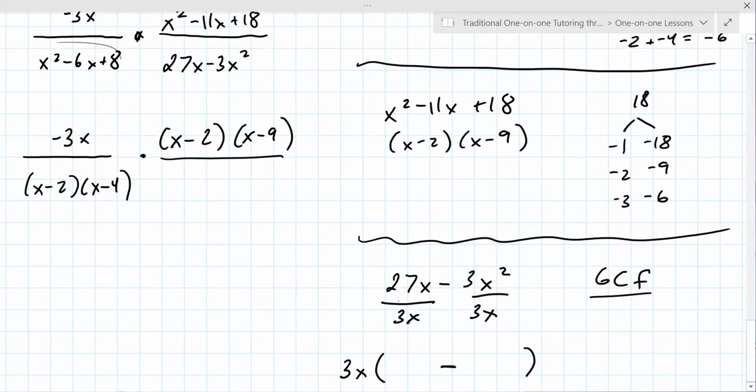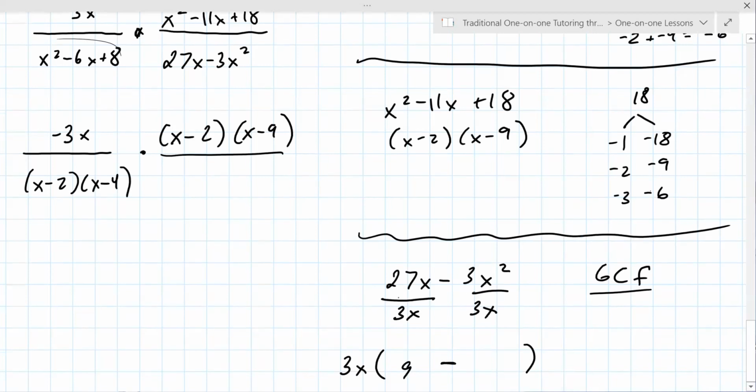So this first position, 27 divided by 3 is 9. X divided by x goes away. In the second position, hopefully you can see that 3 divided by 3 is 1. X squared divided by x is x.